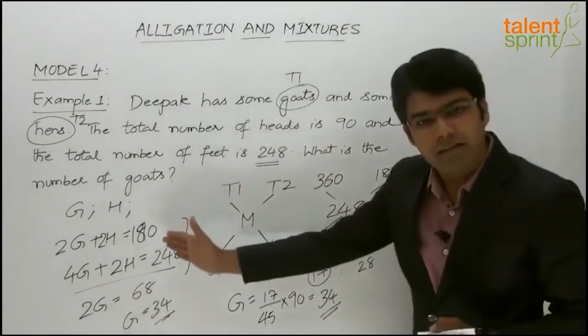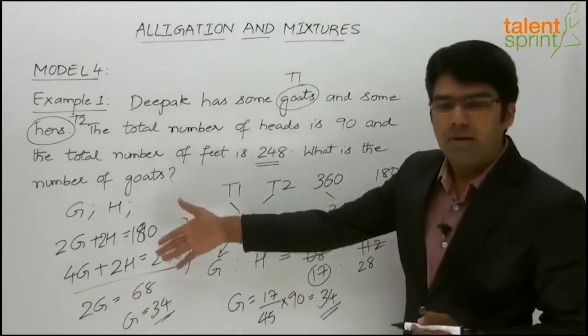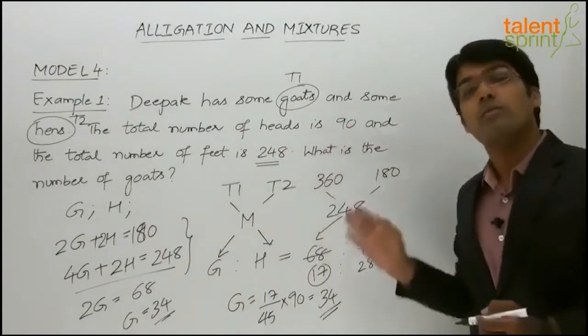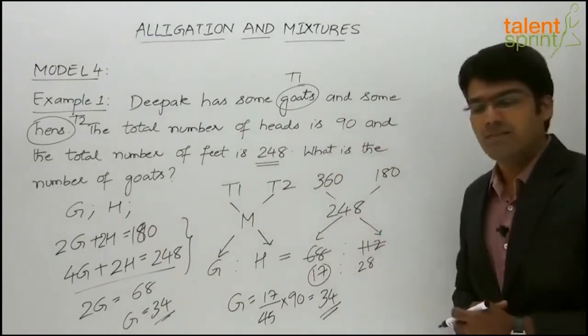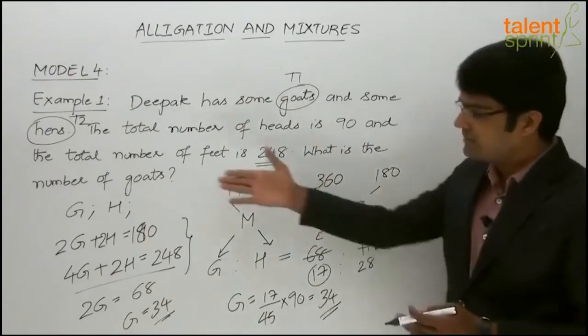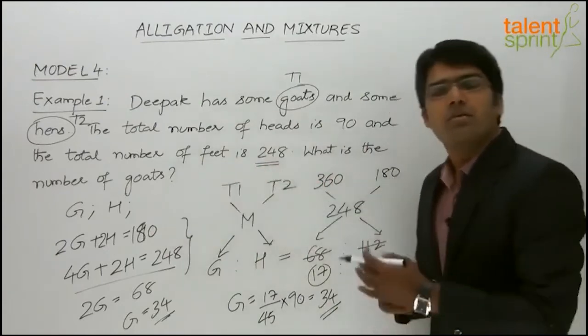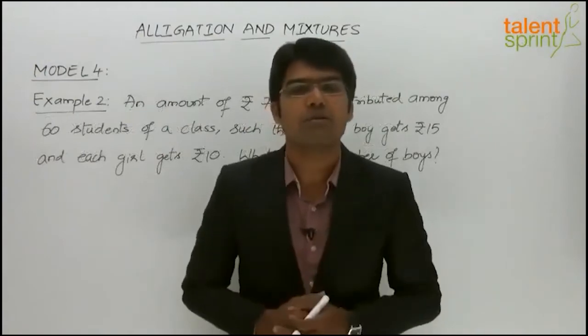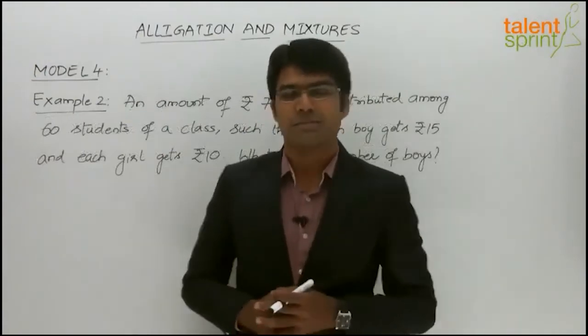So although this method is easier to get the required answer, the idea here is to understand that such questions can also be answered using the alligation rule. So simply apply the alligation rule or follow the 2 equations to get the required answer. Let us now take the second example from model 4 of alligations or mixtures.